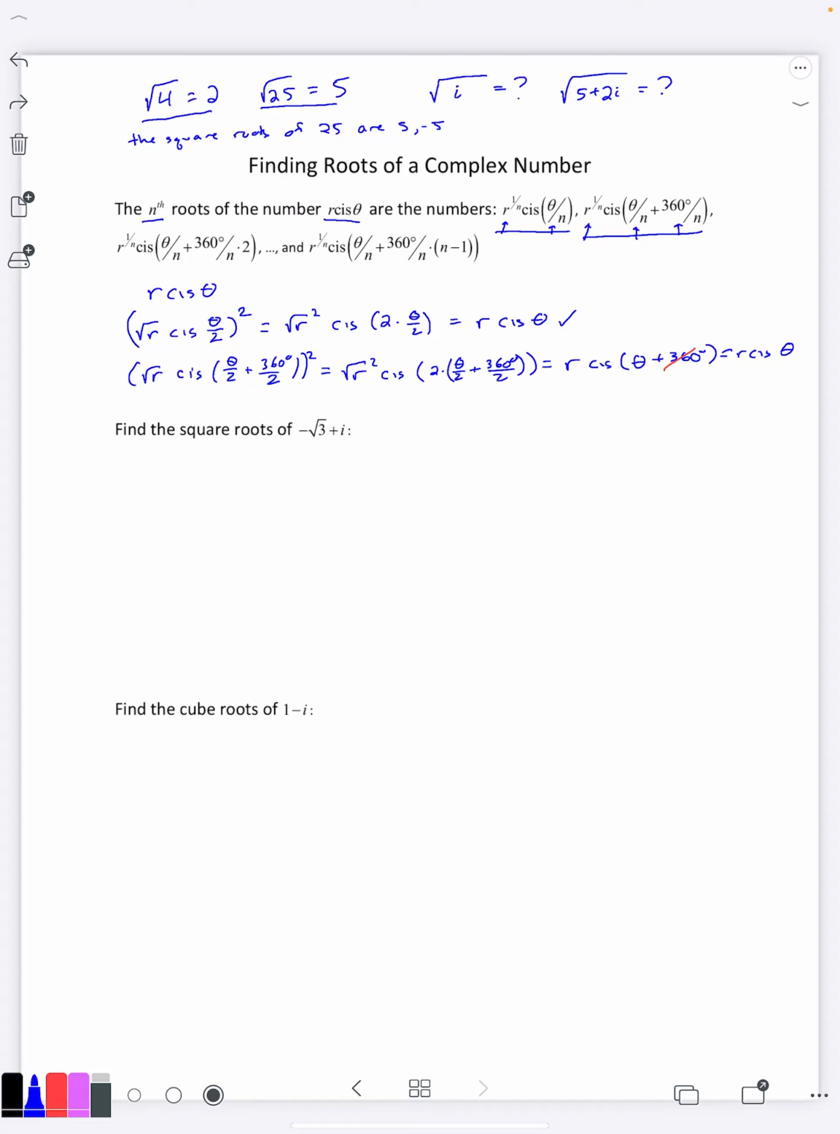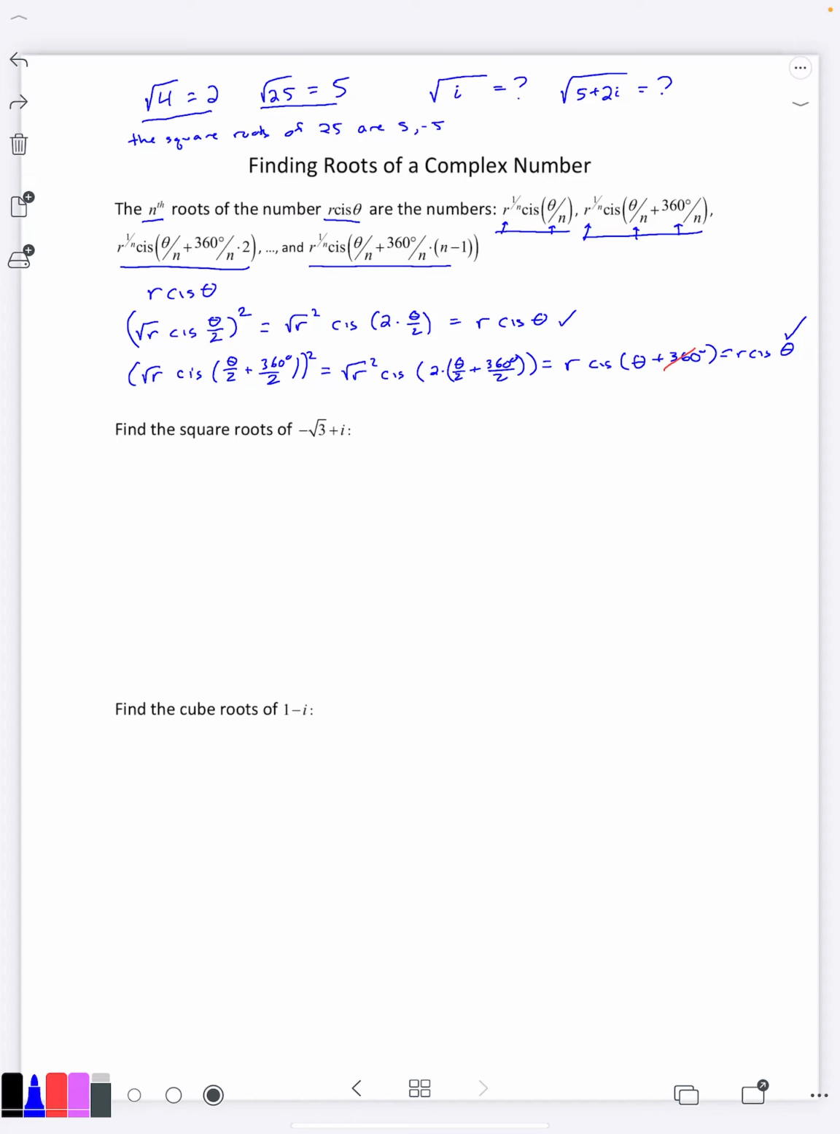And if you had cube roots, you would do this, and then you'd add on double the 1 over n times the full circle, and then triple, and so on. You keep doing that until you can't add any more of them. So it's n minus 1 times that. And each time it's going to work out the same because of the period. So you're always going to work out to the original number, r cis theta.